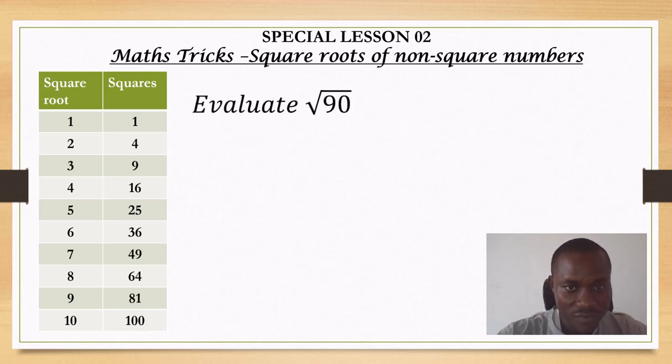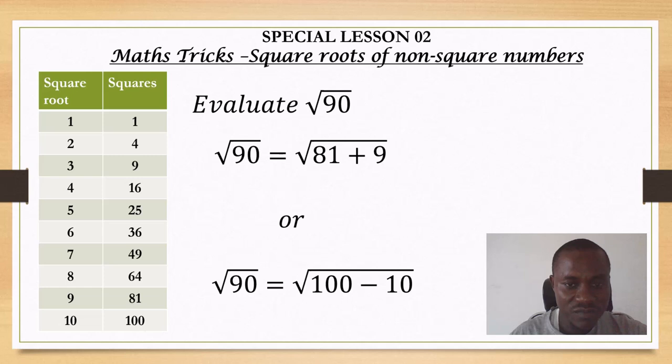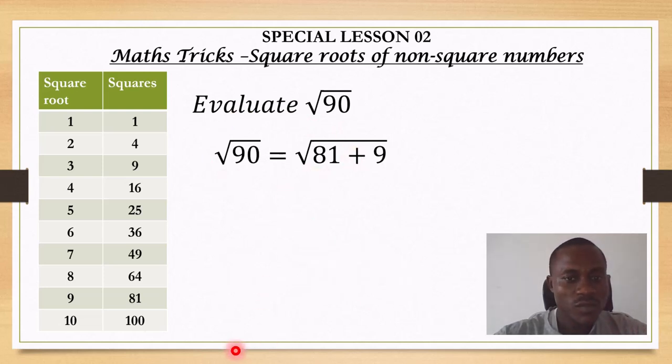So you help me here. How do we write it? 90 is between 81 and 100. So write it. Have you done that? Now check my result. 90 is 81 plus 9 or 100 minus 10. Now, which of them is the one we're going to use? 10 is higher than 9. So 9 is lesser. So we use this and drop this. After dropping that, follow the same procedure that we followed earlier.